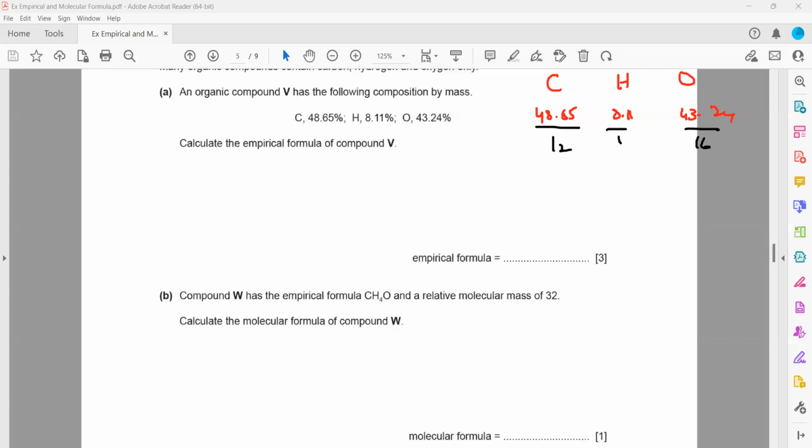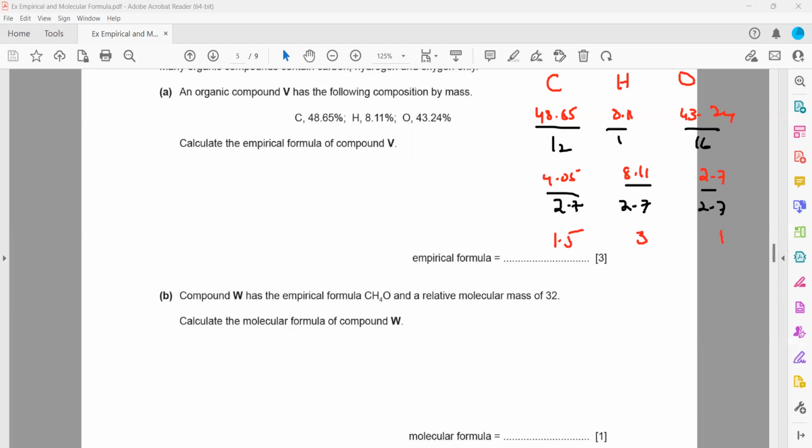So 48.65 divided by 12 will give us 4.05. This will remain as 8.11, and this will be 2.7. Step 2 is divide by the smallest value in the combination, which is 2.7. So 2.7, 2.7, 2.7. When we divide, this will be 1.5, this is 3, and this one is 1.